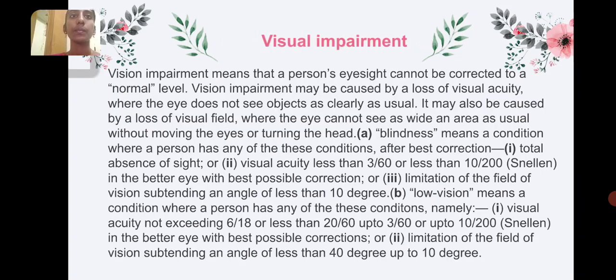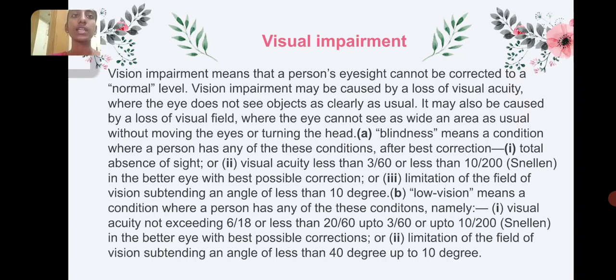Next one, the visual impairment. Visual impairment means low visibility or loss of vision. First one, blindness means a condition where a person has any one of these conditions after correction: total absence of sight; second, visual acuity less than 3 by 60 or less than 10 by 200 in the better eye with the best possible correction; limitation of field of vision subtending an angle of less than 10 degrees.